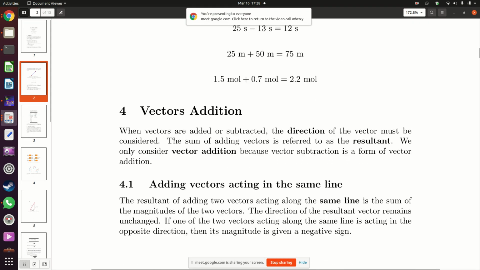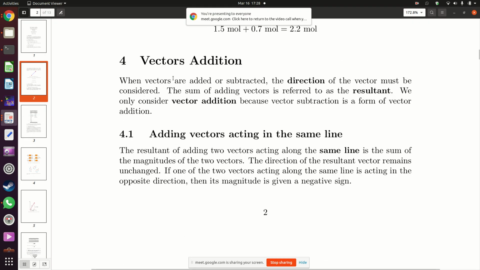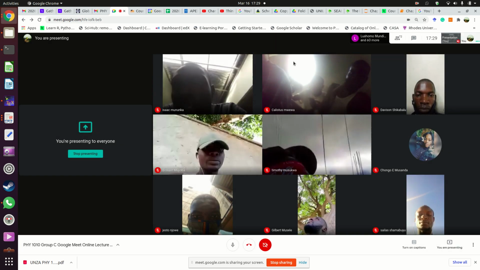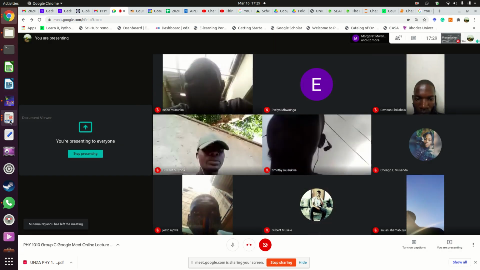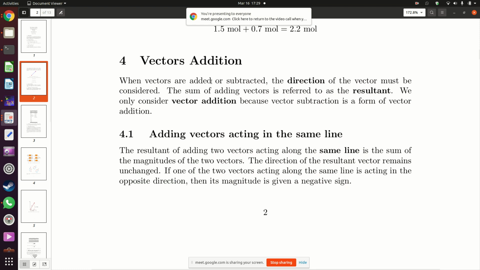Our main concern is on vectors. How do you add vectors? That's our main concern. We are only concerned with vector addition because subtraction of vectors is a form of vector addition. Are we clear? So our concern really is just vector addition, because vector subtraction is a form of vector addition, as we are going to see.